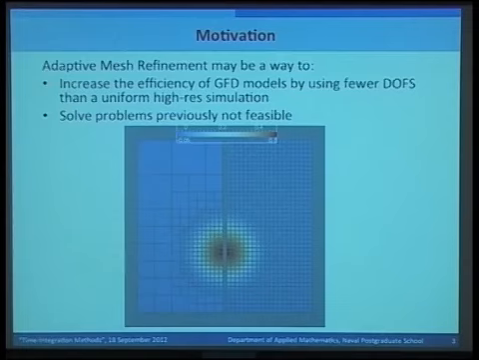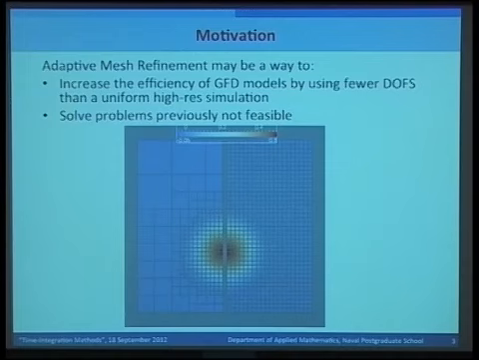So how am I going to motivate this? Is thinking about AMR, and perhaps one thing you can think about is trying to increase the efficiency of GFD models using fewer degrees of freedom than uniform high resolution. That would be one motivation for using AMR. The other one would be to solve problems previously not feasible.